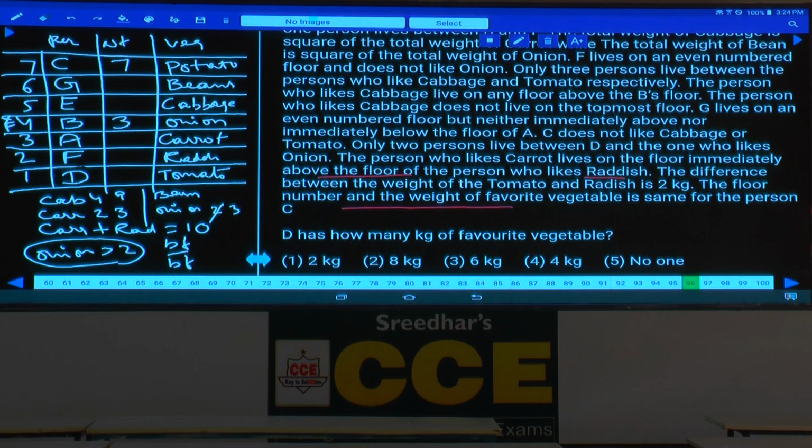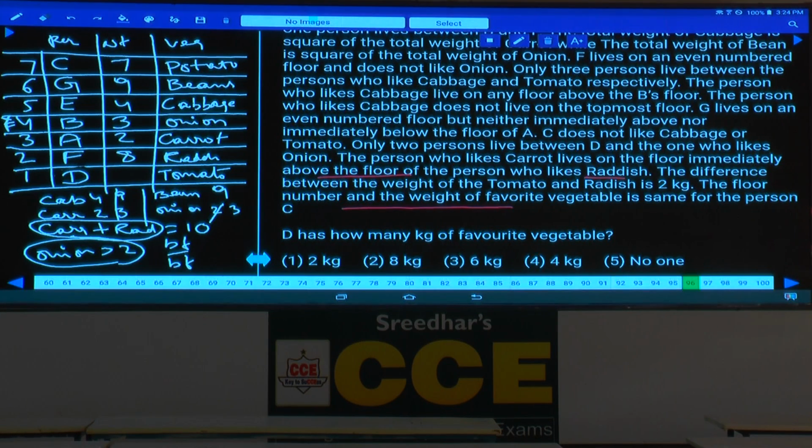If onion is 3, bean must be the square of this one, hence bean is 9. Done with this? As onion is 3 and bean is 9, this 3 and 9 are completed. Now we are left with carrot and cabbage. Carrot is 2 and cabbage must be what? Cabbage must be 4. As cabbage is 4, then carrot plus radish is 10. As carrot plus radish is 10 and carrot is 2, radish must be 8.